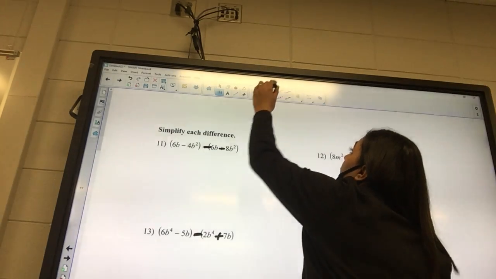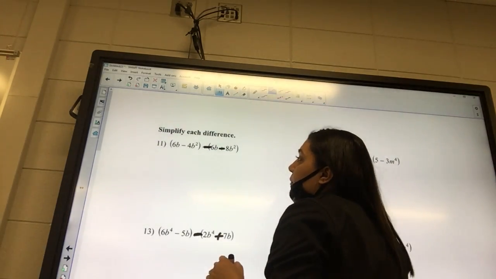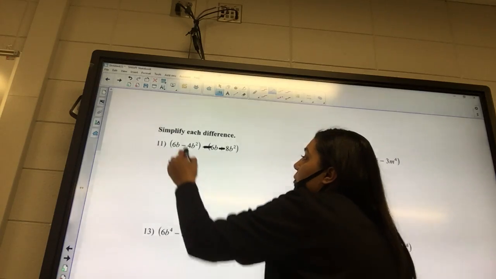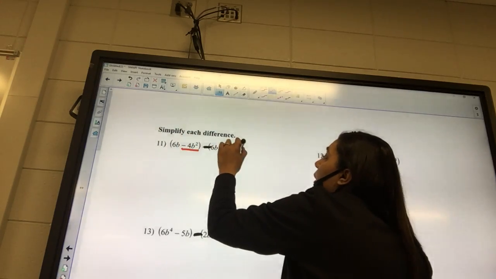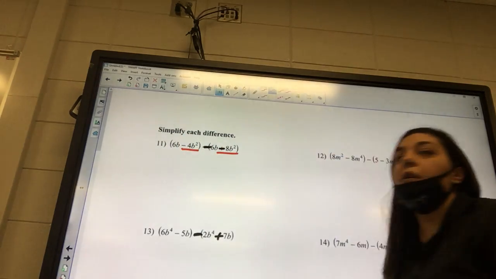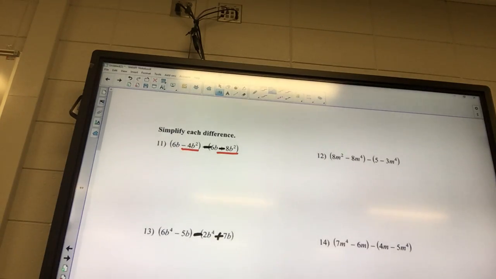Okay, what's the highest exponent? 2. So I got a negative 4 and a negative 8. What is that going to give me? A negative 4 and a negative 8. Positive 4. Hold on.